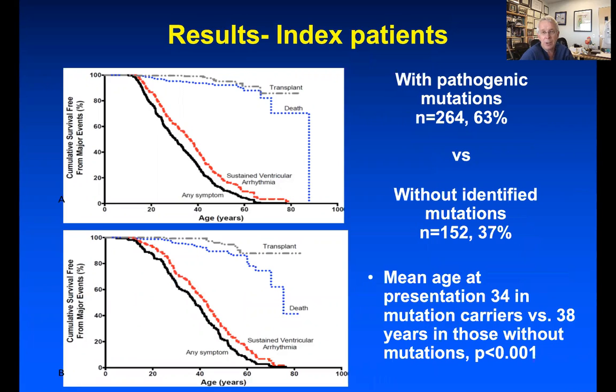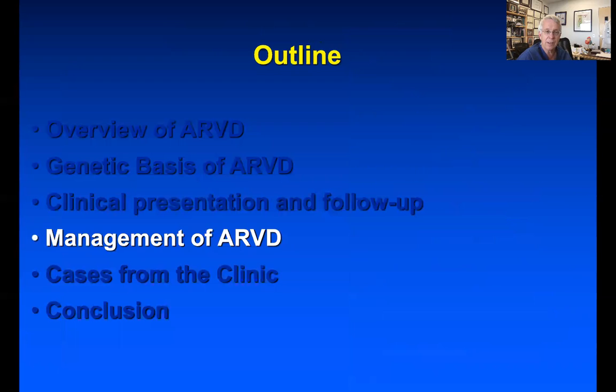You don't really see much before puberty. Then arrhythmias dominate as the main symptoms of the disease, and the need for transplant or dying from the disease generally occur in the later stages of the condition. Now we'll move on to management.